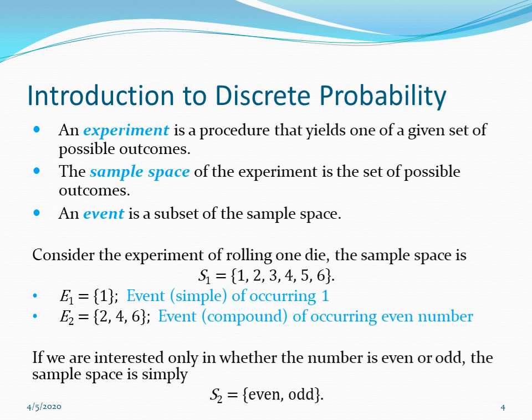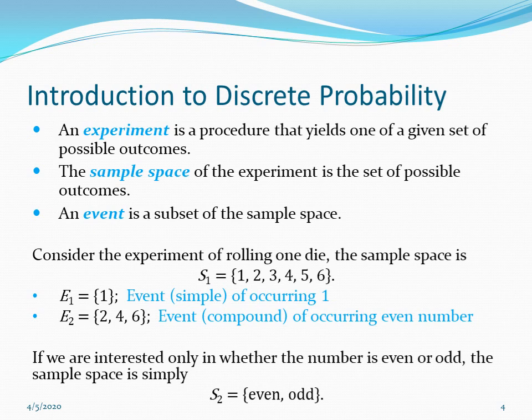Here is an example of an experiment, and we will see what the sample space is and examples of an event. The experiment of rolling one die. Of course, the die is a cube that has 6 sides with numbers 1 through 6 on each of the sides of the cube. When you roll one die, the possible outcomes define the sample space. In this case, you can get 1 or 2 or 3 or 4 or 5 or 6. This is the sample space, the set of all possible outcomes.